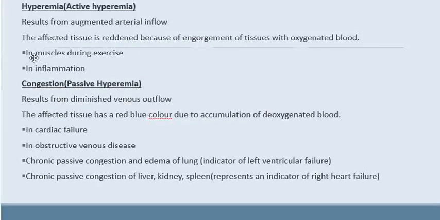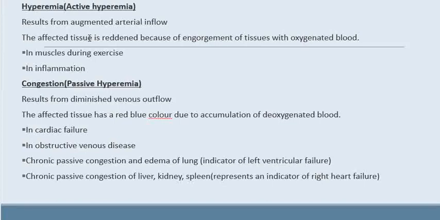Now let us discuss the difference between hyperemia and congestion. Hyperemia, also called active hyperemia, results from augmented arterial inflow. The affected tissue is reddened because of engorgement of tissues with oxygenated blood, like in muscles during exercise or in inflammation. Congestion, also called passive hyperemia, results from diminished venous outflow.